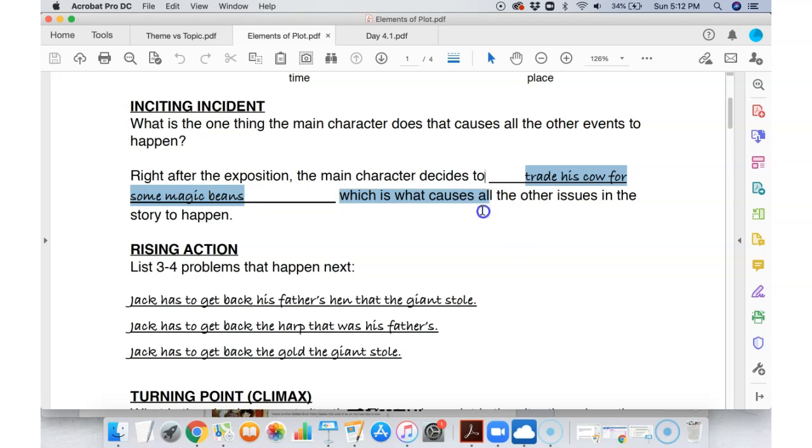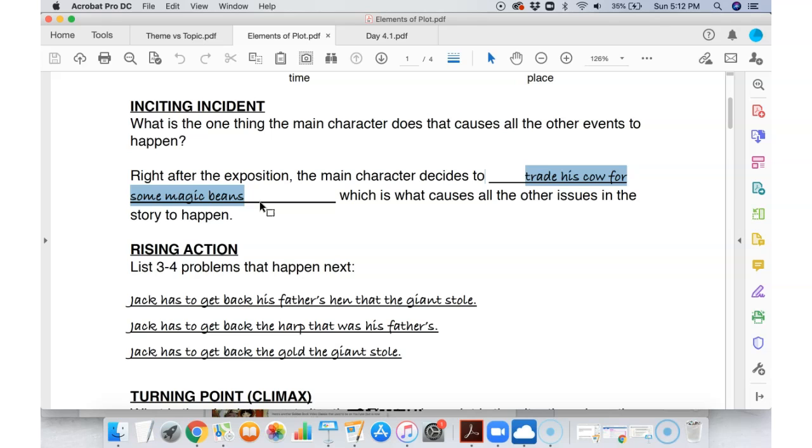Right after the exposition, the main character decides to do what? So we meet the main character, we get the time, we get the location, we basically get all the setting information, and immediately he decides he's going to trade his cow for some magic beans. And that's not really a problem yet, right? It's not really a problem to trade one thing for another. It's just that that's the first point where you realize, oh, okay, the main character made a decision. This is going to change the plot. This is going to change what was supposed to happen from the beginning of the story.